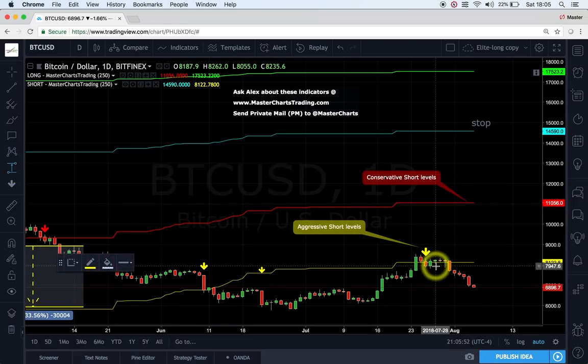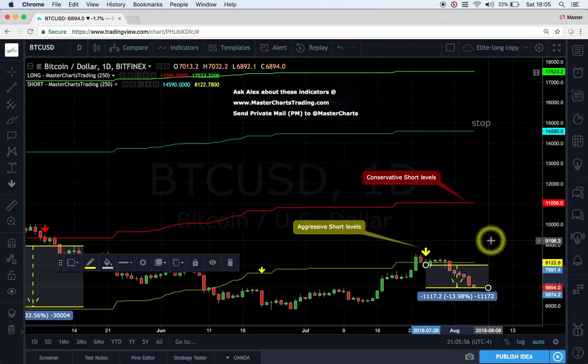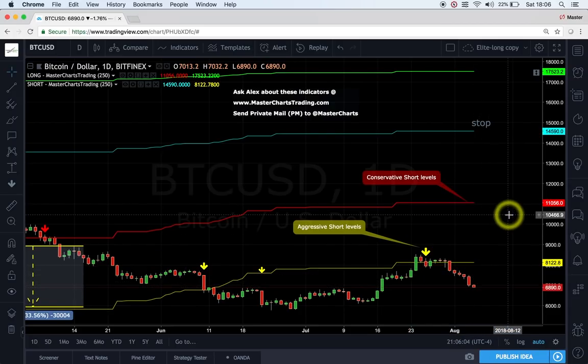This is already almost a 14% move, and it seems to want to continue lower. Again, this is a bearish security, therefore it should be shorted.